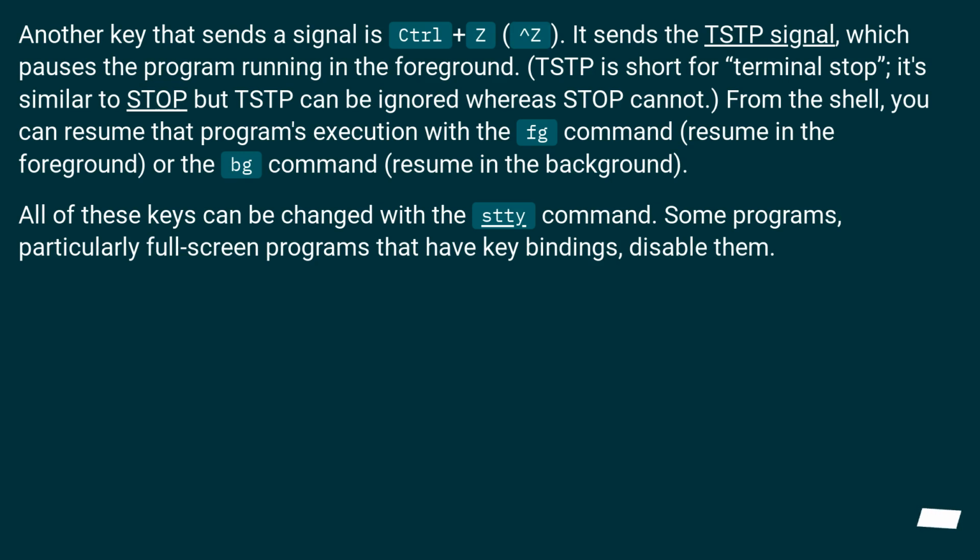From the shell, you can resume that program's execution with the fg command, resume in the foreground, or the bg command, resume in the background. All of these keys can be changed with the stty command. Some programs, particularly full-screen programs that have key bindings, disable them.